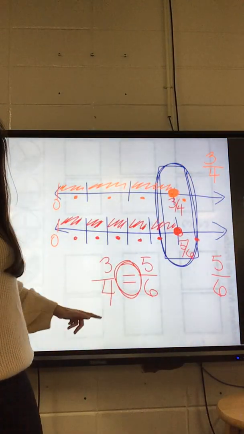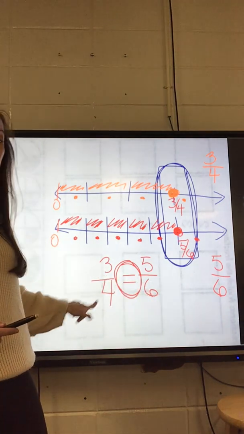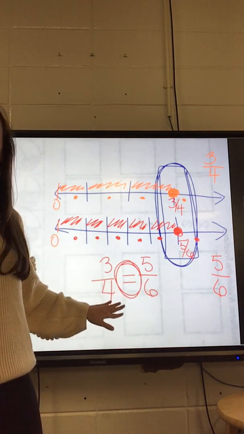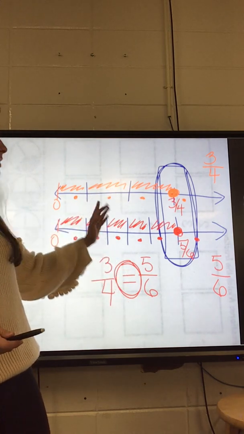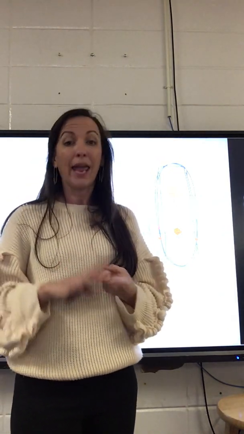So equal means that they are the same. But now look, these two fractions are totally different. You've got fourths and you've got sixths. But if you put them on the fraction number line, they're going to line up together. Okay? So really focus on that today on your whole group and your independent work. All right? I'll see you later.